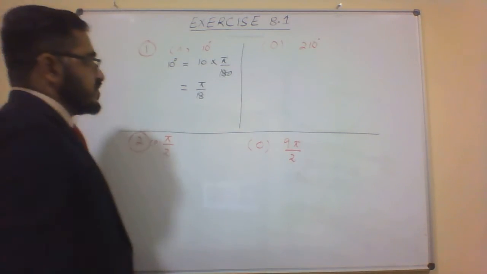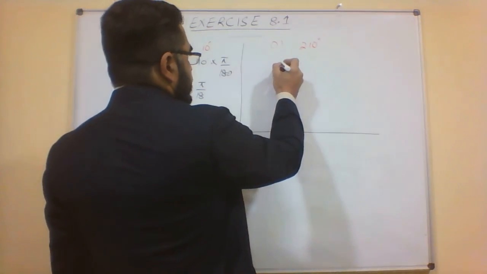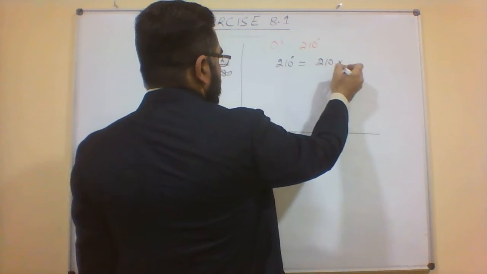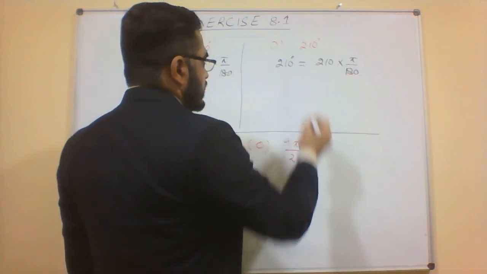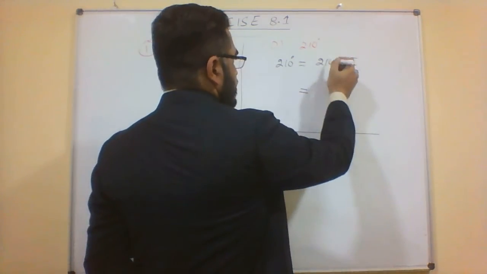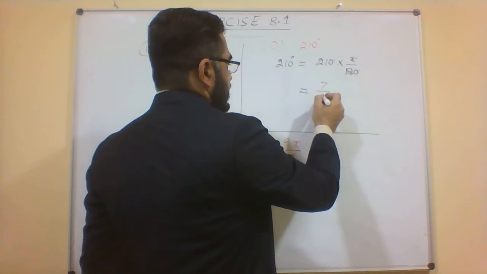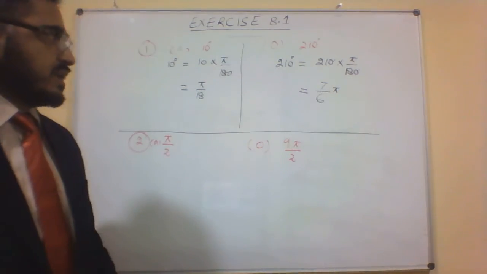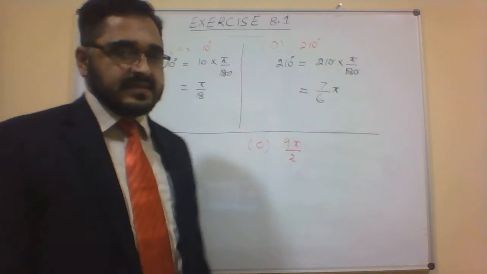Okay. Then 210 degree. We are converting 210 degree into radian. 210 into pi divided by 180. Now we'll simplify. After simplification, you can see this 0 can cancel with this one. 7 threes are 21 and 6 threes are 18. 7 pi divided by 6 radian. 210 degree will be 7 pi divided by 6 radian.